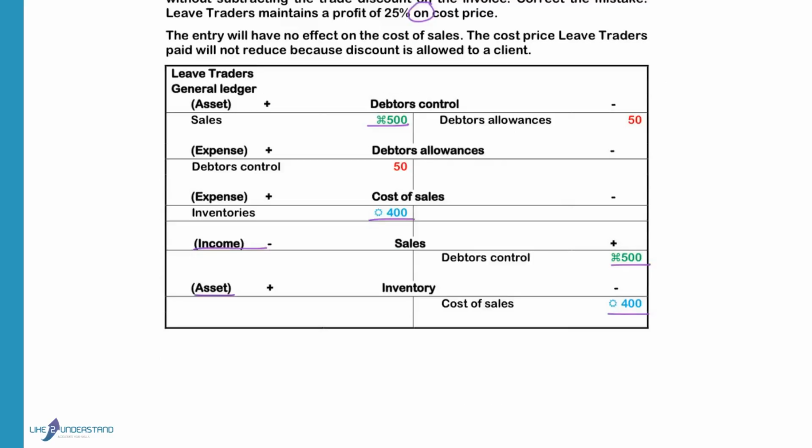We will not reduce the cost of sales because our supplier will not give us discount because we allow trade discount to our customers. So in this case, we will debit debtors' allowances to decrease that original income out of sales to show that actually the income is $450. And the debtors' control account will be credited so that we can reduce his debt to $450.